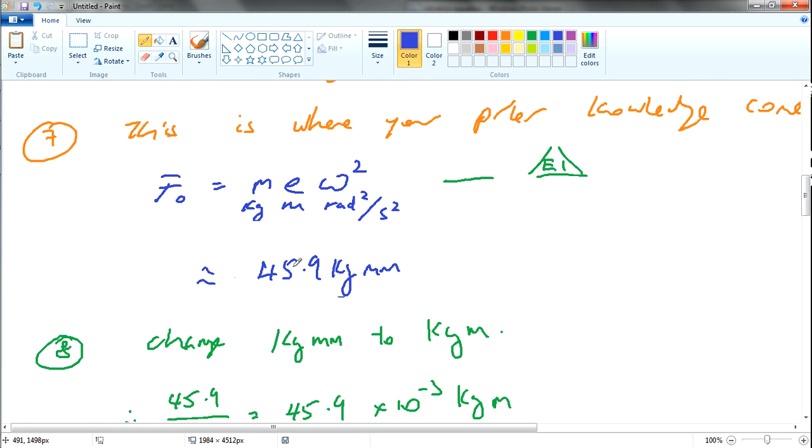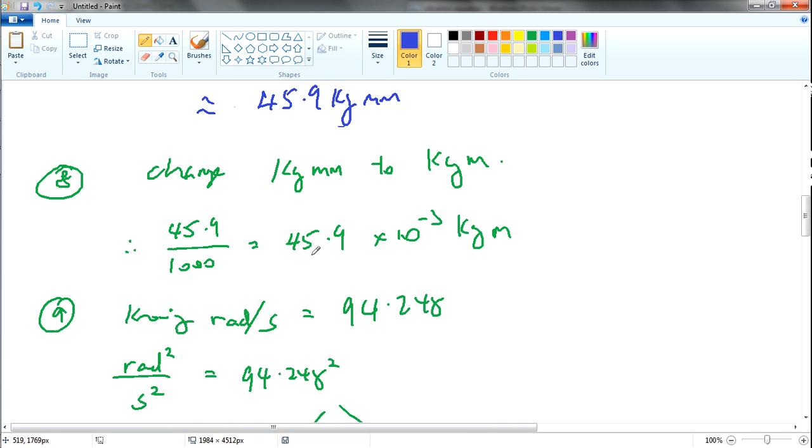Actually, just now we talked about 49.5, right? Now it's actually 45.9. Just now we talked about it's 49.5, okay? I wrote it wrongly, it should be 45.9 now. So this is just a careless mistake, but nonetheless, let's continue. So we change kgmm to kgm by simply dividing by 1000, right? Because mm to meter, I think you already know.